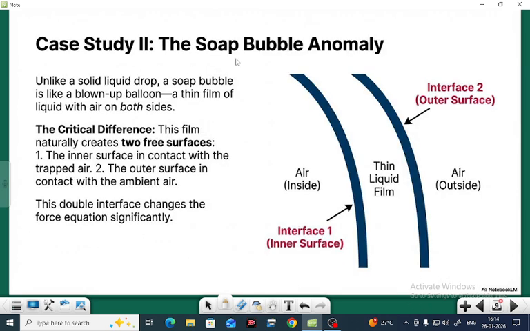Case study 2, the soap bubble anomaly. Here you see, unlike a solid liquid drop, a soap bubble is like a blown-up balloon, a thin film of liquid with air on both sides. The critical difference: this film naturally creates two free surfaces, the inner surface in contact with the trapped air and the outer surface in contact with the ambient air. You see, this is a thin liquid film, this is inside air, this is outside air. The double interface changes the force equation significantly.